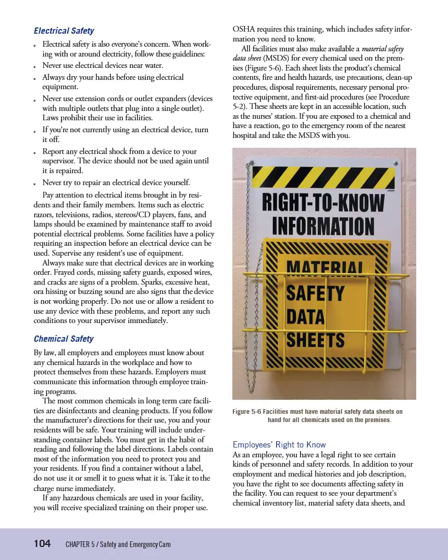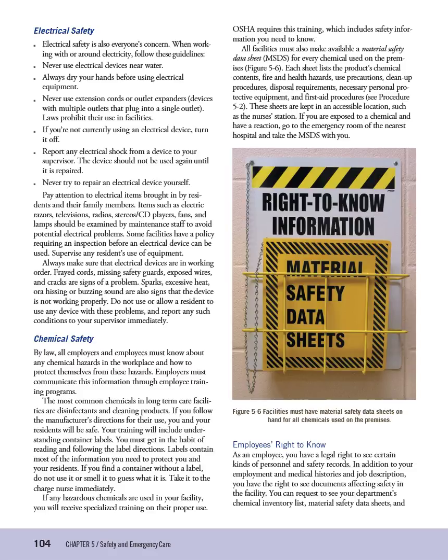Supervise any resident's use of equipment. Make sure that electrical devices are in working order. Frayed cords, missing safety guards, exposed wires, and cracks are signs of a problem. Sparks, excessive heat, or a hissing or buzzing sound are also signs that the device is not working properly. Do not use or allow a resident to use any device with these problems, and report any such conditions to your supervisor immediately.